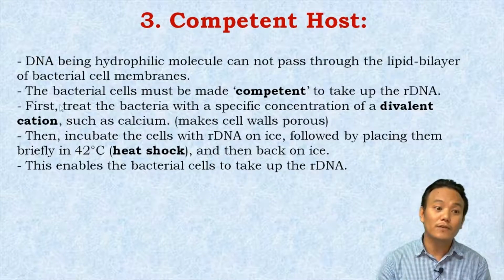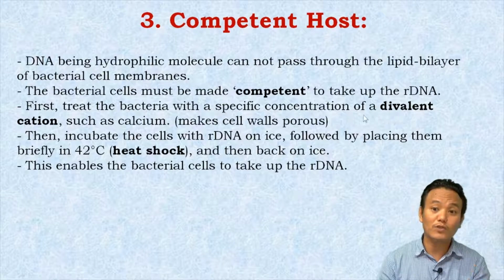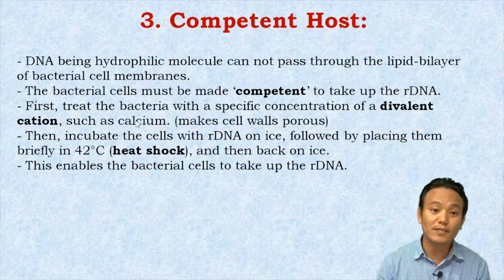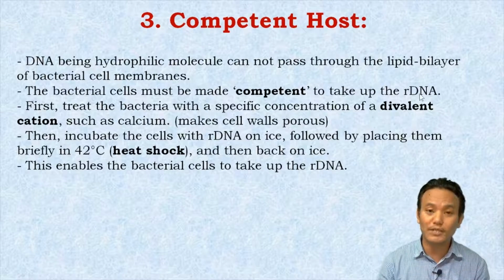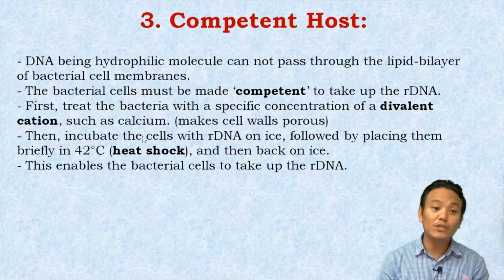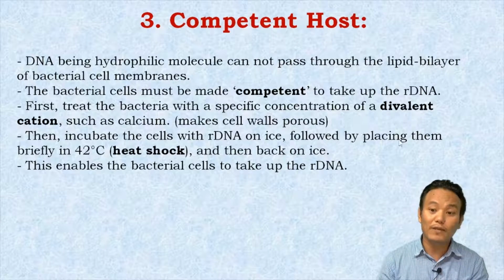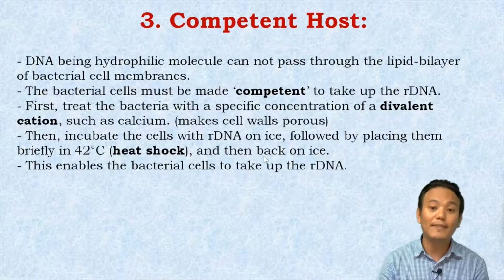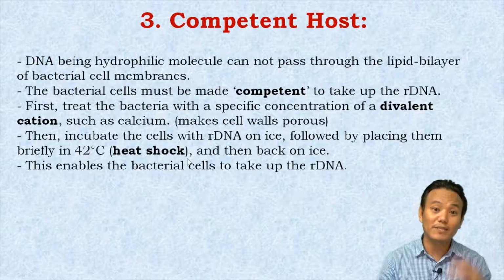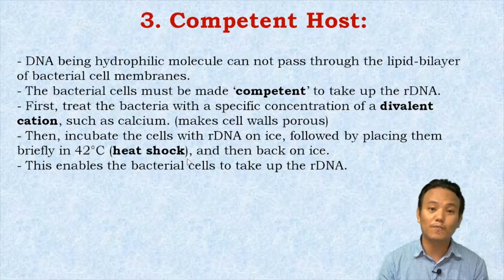In this particular process, we first treat the bacteria with a specific concentration of a divalent cation such as calcium. This will make the bacterial cell walls porous to the recombinant DNA. After that, we incubate the cells with recombinant DNA on ice, followed by placing them briefly at 42 degrees Celsius, which is called heat shock, and then back on ice. This will enable the bacterial cells to take up the recombinant DNA. This will make the bacterial cells competent hosts.